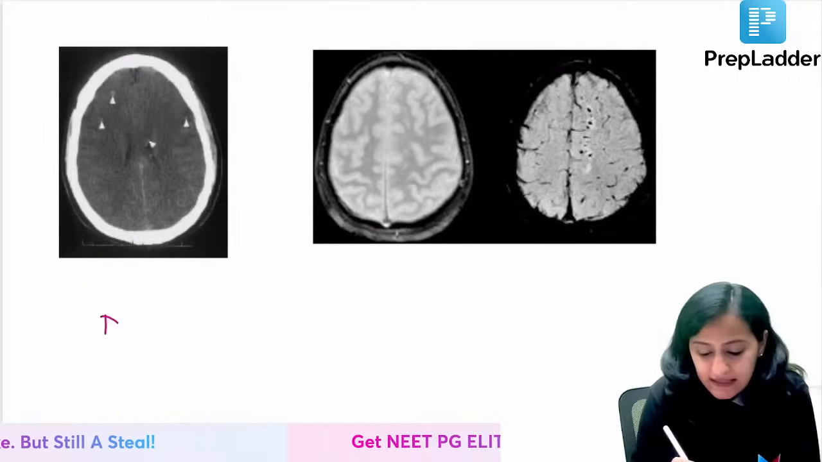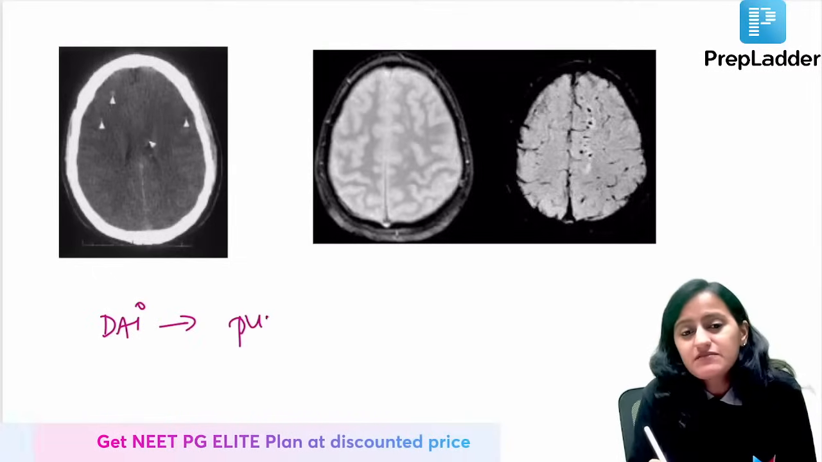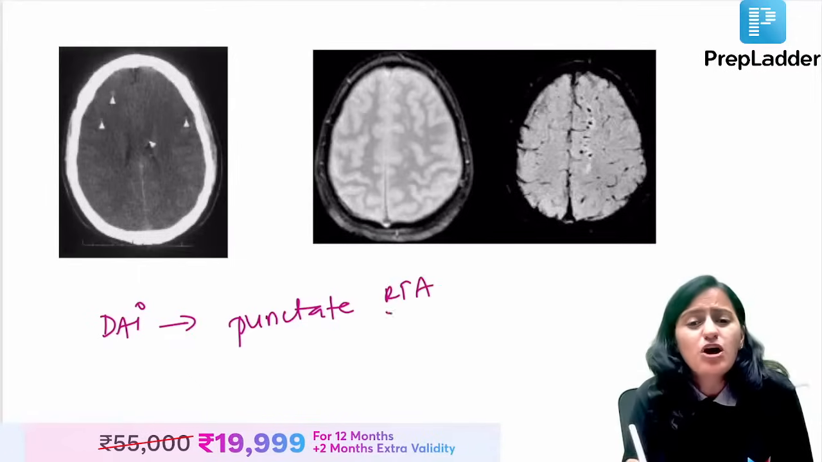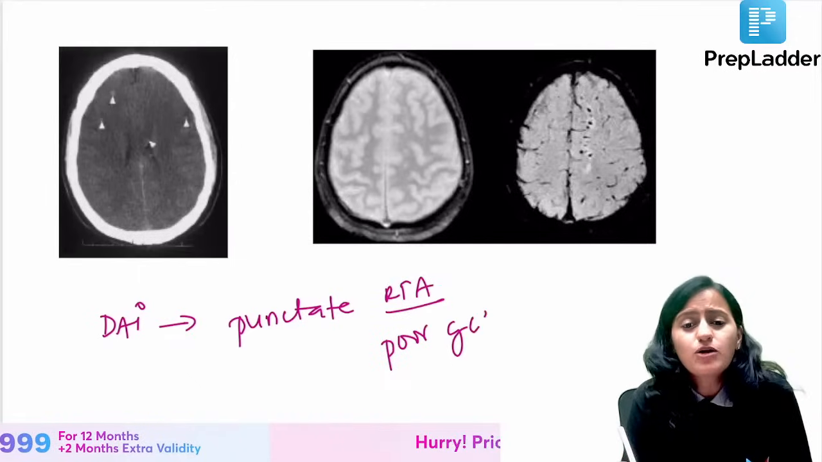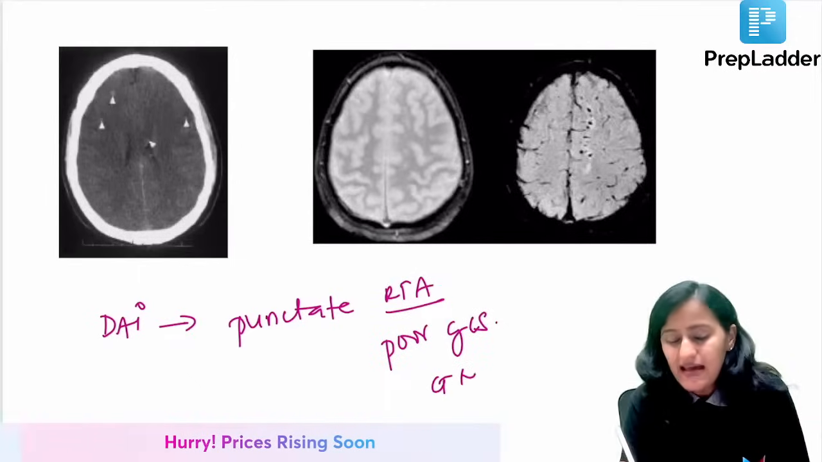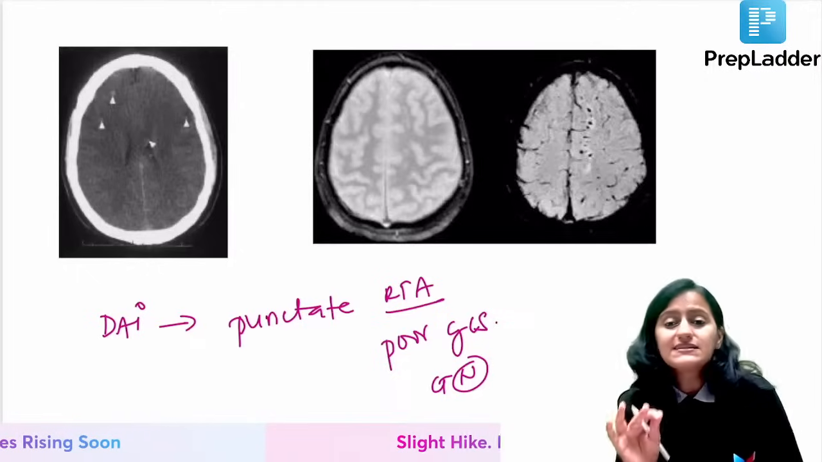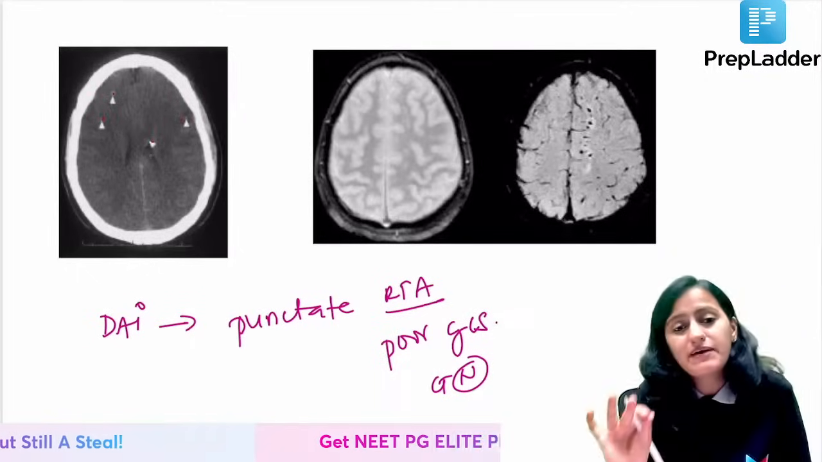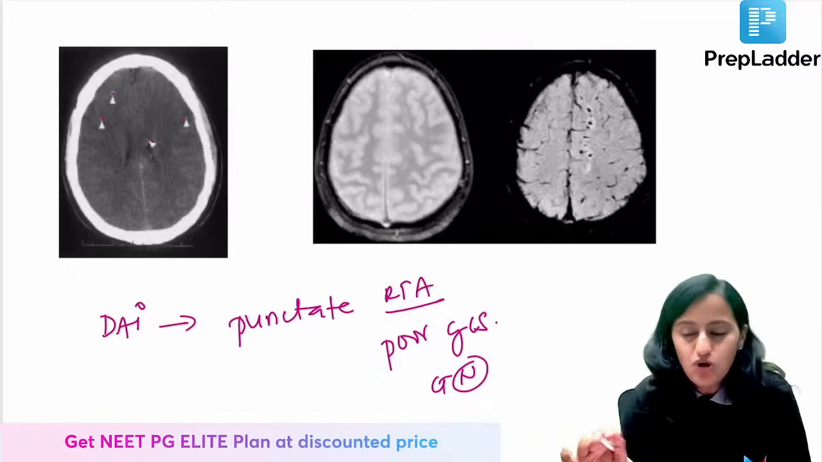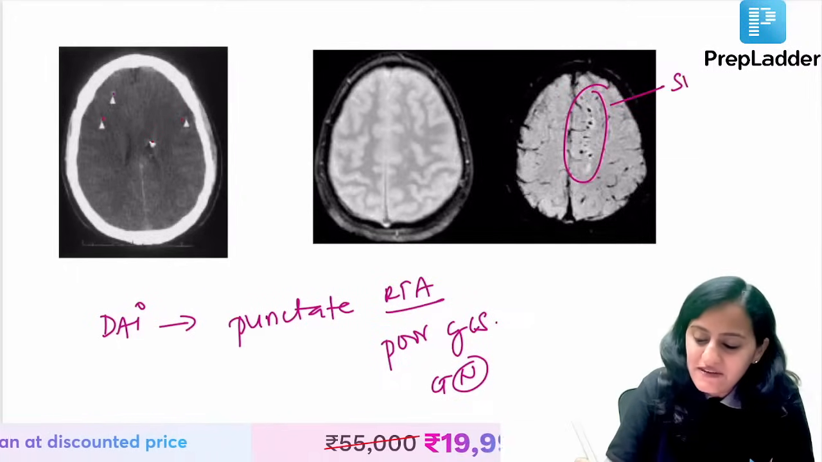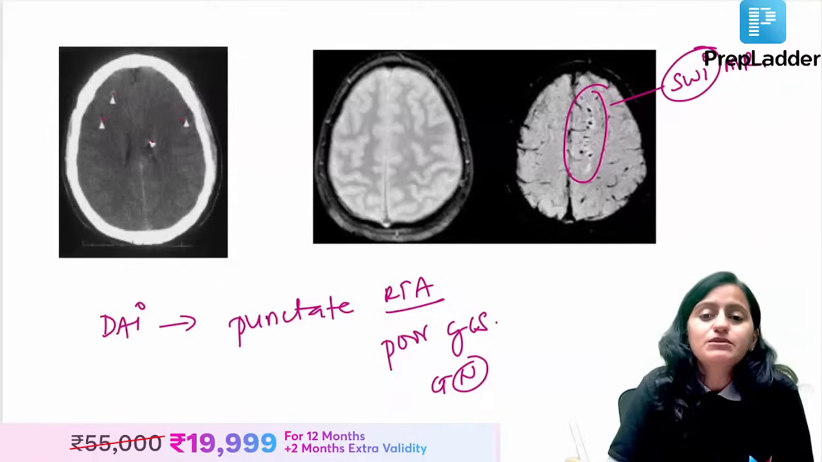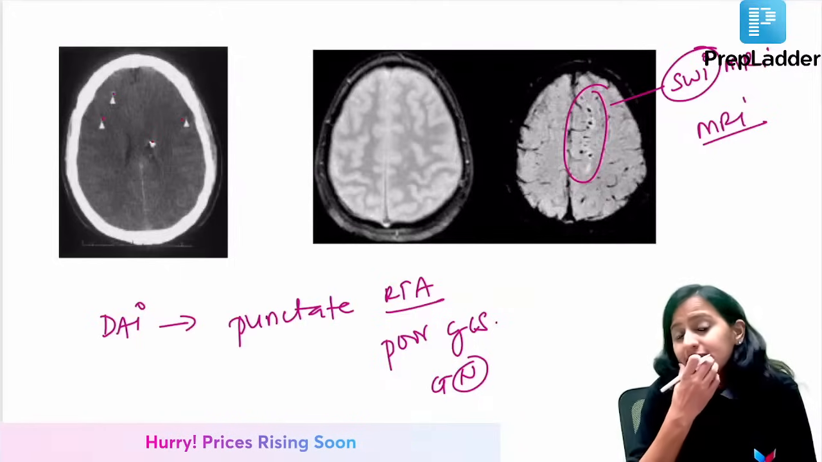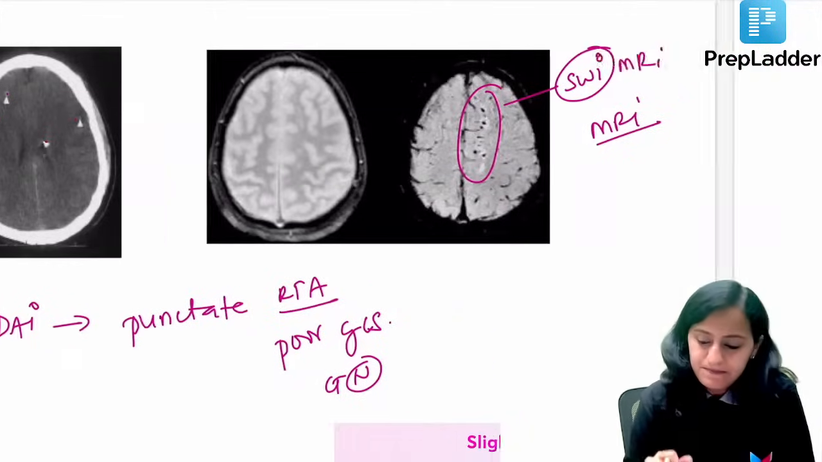What is this? This is diffuse axonal injury, which shows tiny punctate hemorrhages in a patient of trauma who has worsening or poor GCS. CT scan is mostly normal. So classically when you have this history, it's a diffuse axonal injury. Sometimes the CT might show microhemorrhages, many times it is normal. So in that case, what investigation helps? SWI MRI helps in diffuse axonal injury.